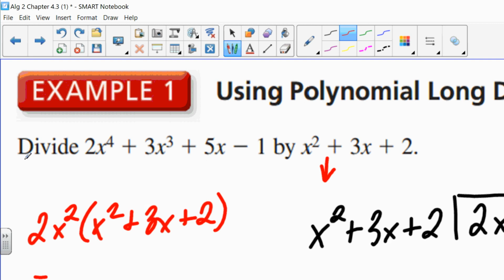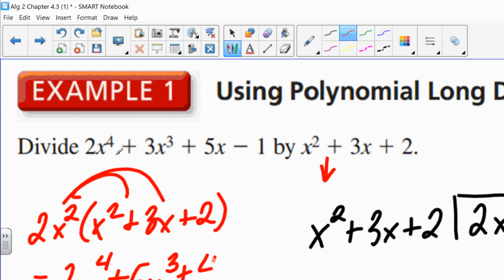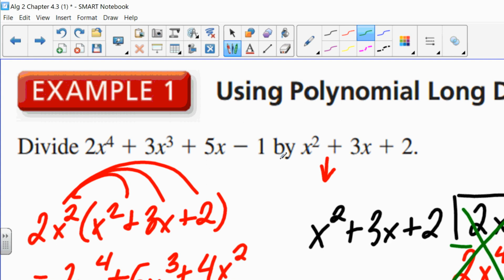So 2x squared times x squared is 2x to the 4th. 2x squared times 3x is plus 6x cubed, and 2x squared times 2 is plus 4x squared. And we put it underneath, so 2x to the 4th plus 6x cubed plus 4x squared. And our next step would be to subtract. 2x to the 4th minus 2x to the 4th is 0, like we wanted it to be.